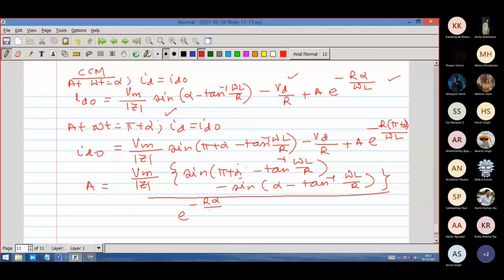And once we know A, we know the equation. Only unknown thing here is A. But by equating these two things, we can find out what is A. So I have done it for the example I was giving.